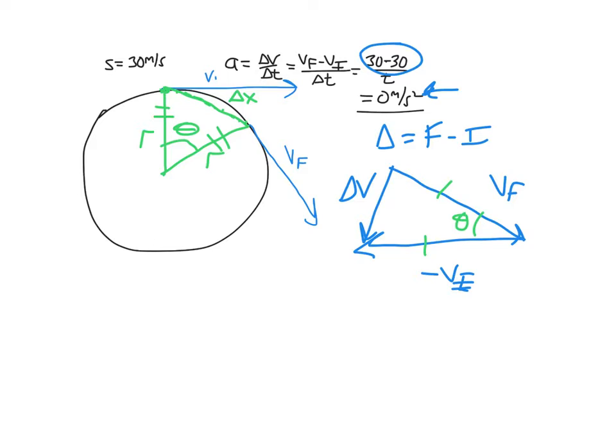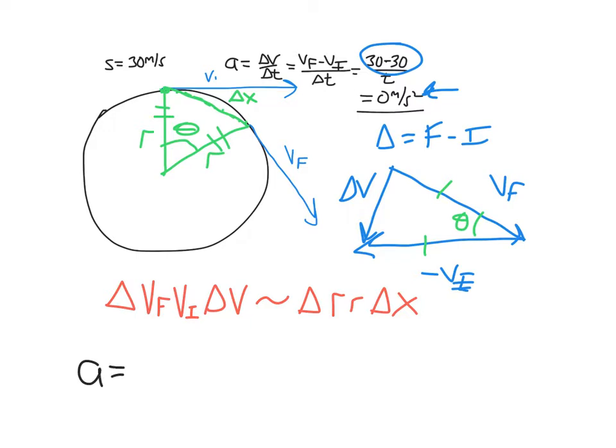So they're isosceles triangles with the same angle. So they're actually similar triangles. So we know that triangle, and we'll call this over here, v final, v initial, delta v, is similar to triangle over here, r, delta x. And remember what we're looking for is the acceleration. Remember, acceleration is equal to delta v over delta t.